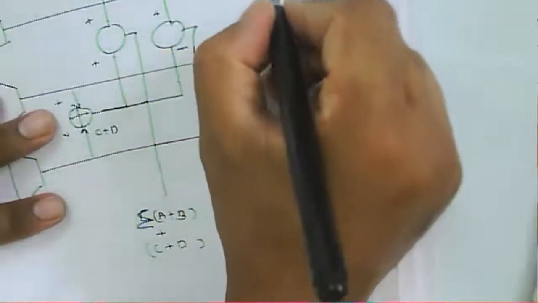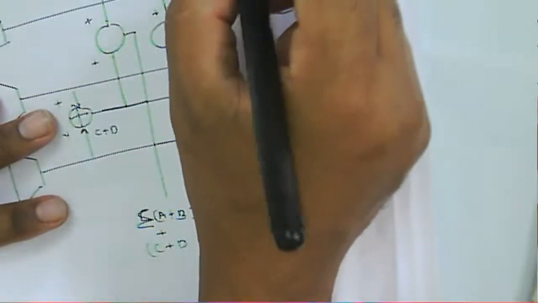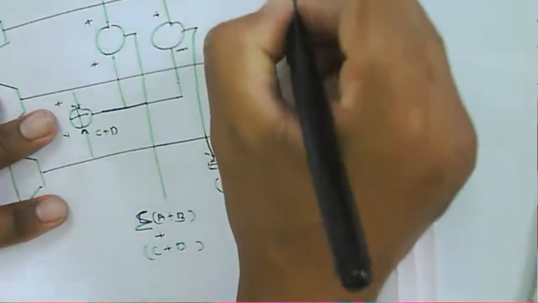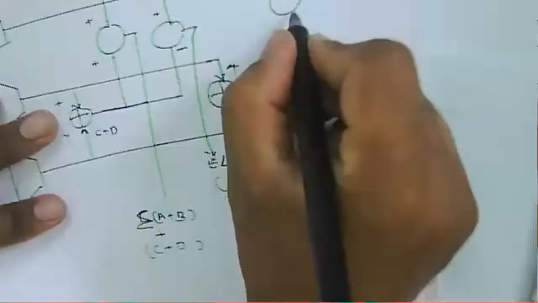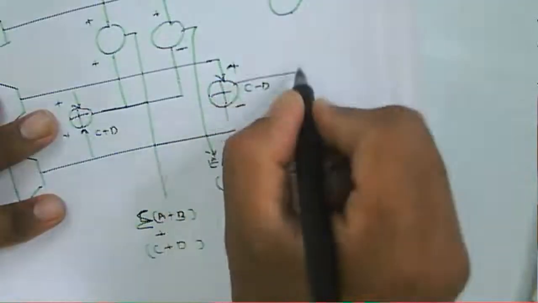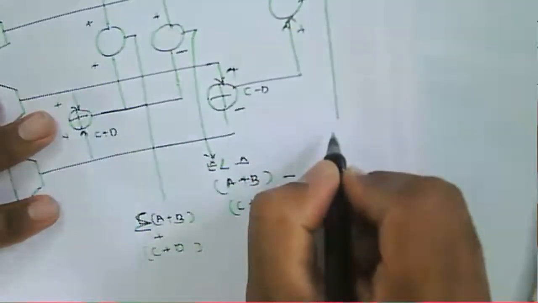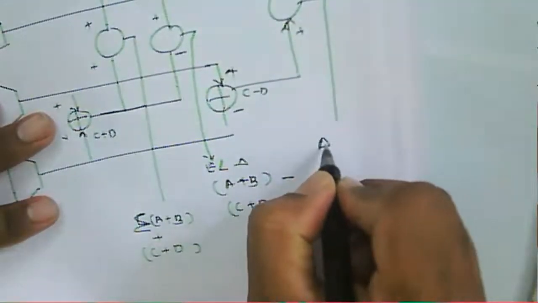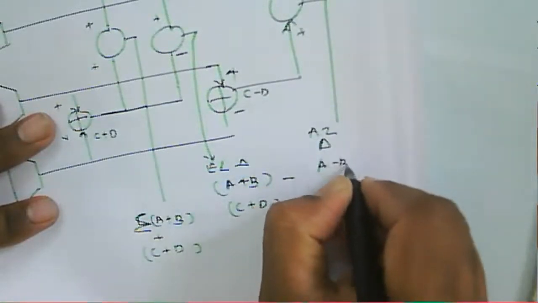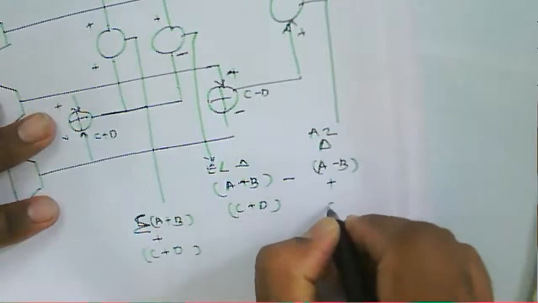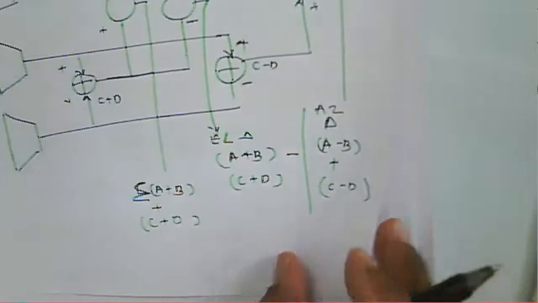And then another output is A minus B, plus we have C minus D, both will be plus. We'll get that azimuth there. Delta azimuth is equal to A minus B plus C minus D. Okay, that is about the azimuth we can calculate.